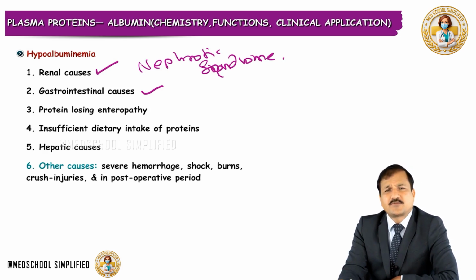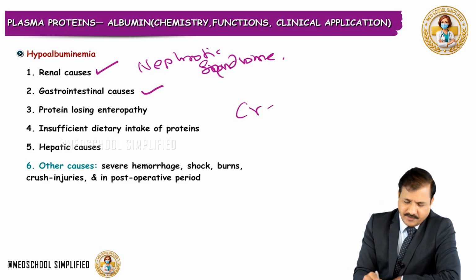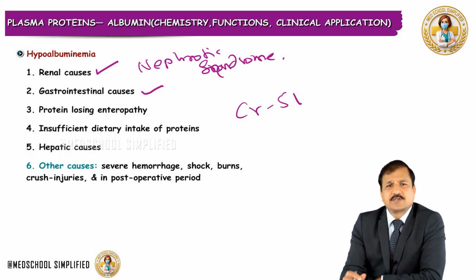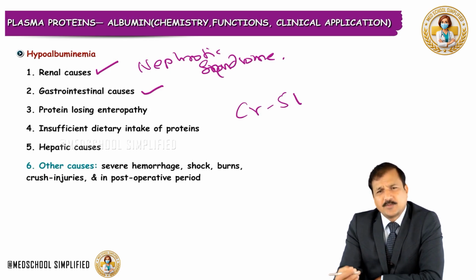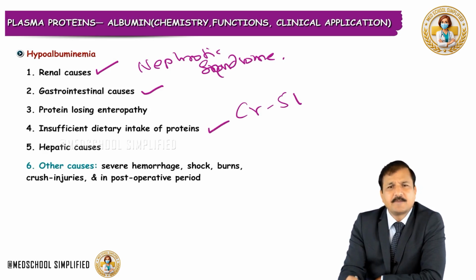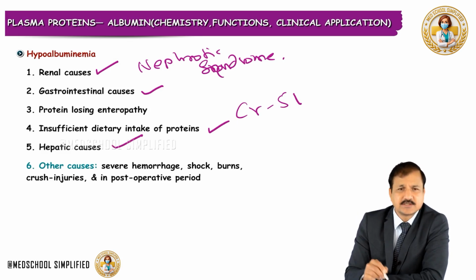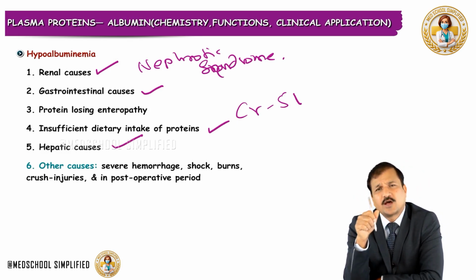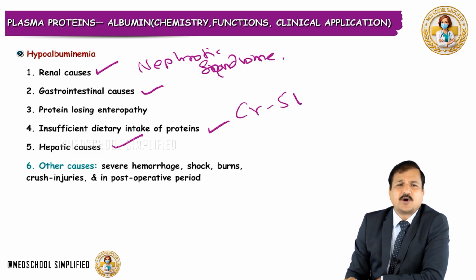The loss of proteins from the intestine can be demonstrated by using a chromium-51 labeled isotope, which will be measured in the stool. Thereby it indicates how much protein is lost in the stool. Insufficient intake of proteins, as is understandable, can lead to a decrease in albumin levels in the blood. And hepatic causes: as the liver is the only organ for albumin synthesis, hepatic disorders like cirrhosis of the liver can lead to hypoalbuminemia. So these are some of the causes for hypoalbuminemia.